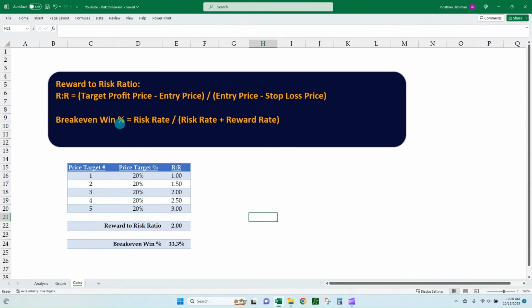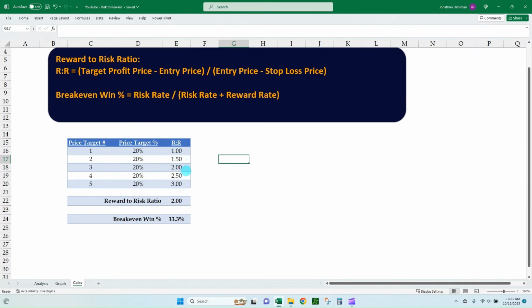And the break-even win percentage is going to be your risk rate divided by risk rate plus reward rate. So everything that we're talking about is reward rate over risk rate. So this risk rate is always going to be 1. So 1 divided by 1 plus whatever your reward to risk ratio is, 2, 3, 4, 4.5, whatever it is. So pretty easy. It's nice to know what the formulas are behind the numbers.